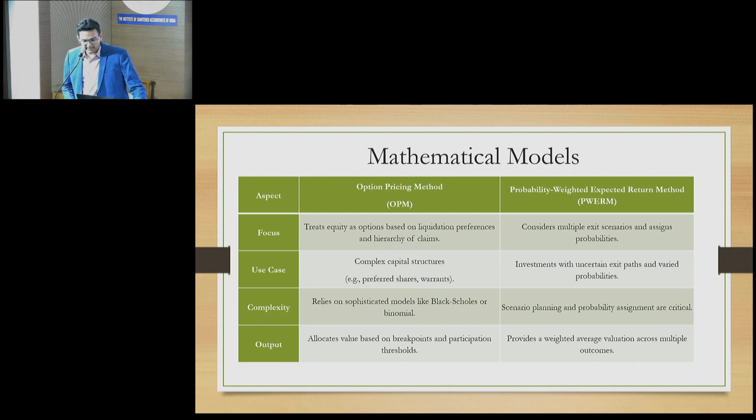Then the probability weighted expected return method. Now this method, you can adopt two or three methods, multiply, and give a probability weighted average, based on the judgment of the valuer. So valuation is an art and a science both.